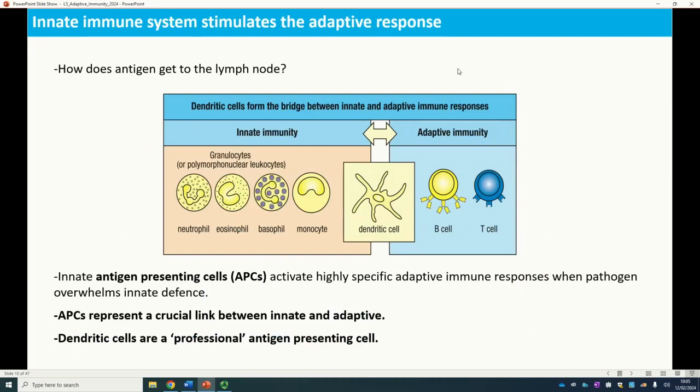And then also just to stress the fact that the innate and the adaptive immune response are interlinked, and just to show this diagram again, because we want to know how does the antigen actually get into the lymph node. So remember, it's via these antigen-presenting cells, and in particular the dendritic cell, which is acting as a cross between the innate and the adaptive immune response, and is presenting that antigen to your B cells or your T cells. So it's the dendritic cells that are one of the professional antigen-presenting cells.